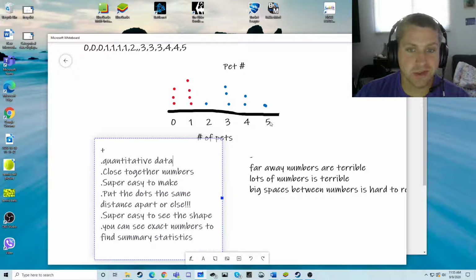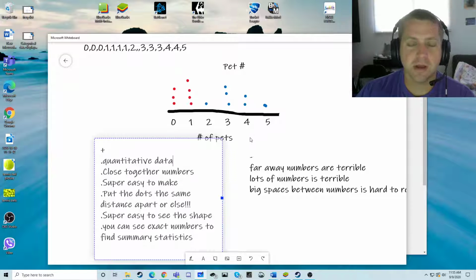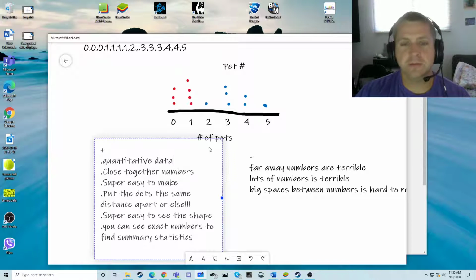Pets was great because I mean, okay, some of you guys might have like 20 pets if you live on a farm, but other than that, it's easy to read. Super easy to make. Please put the dots the same distance apart. So it's really easy to see the shape. You can tell that more people had less pets, less people had more pets. And you can see the exact numbers to find summary statistics.